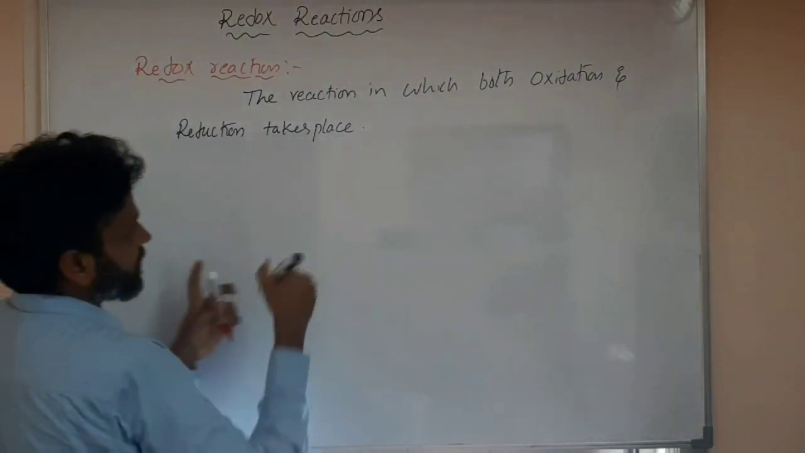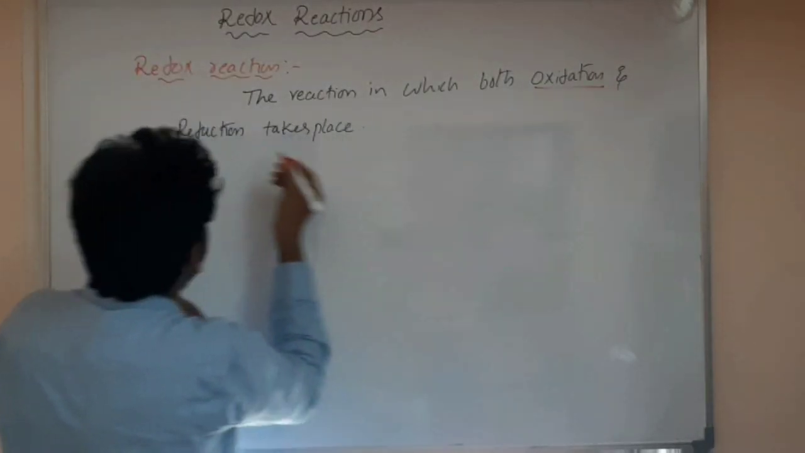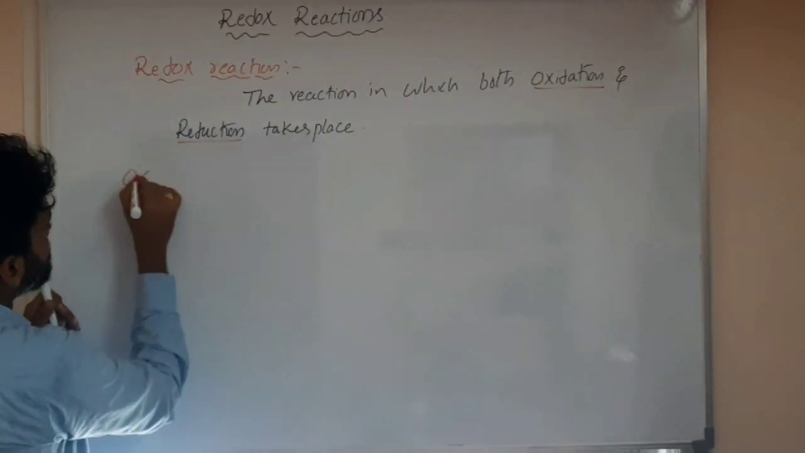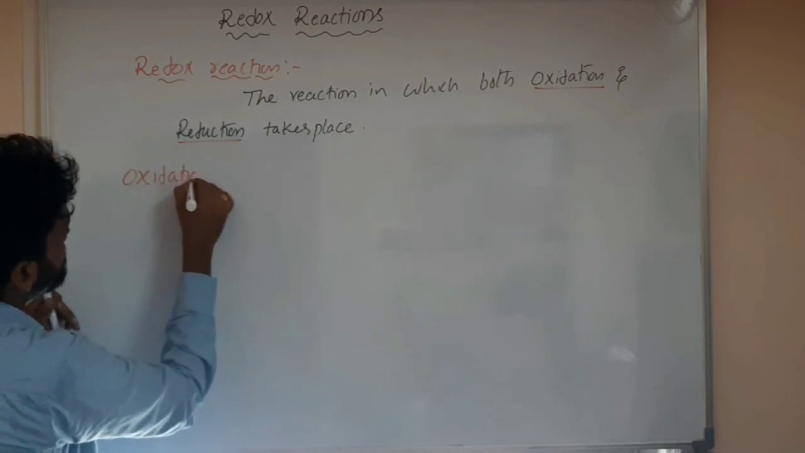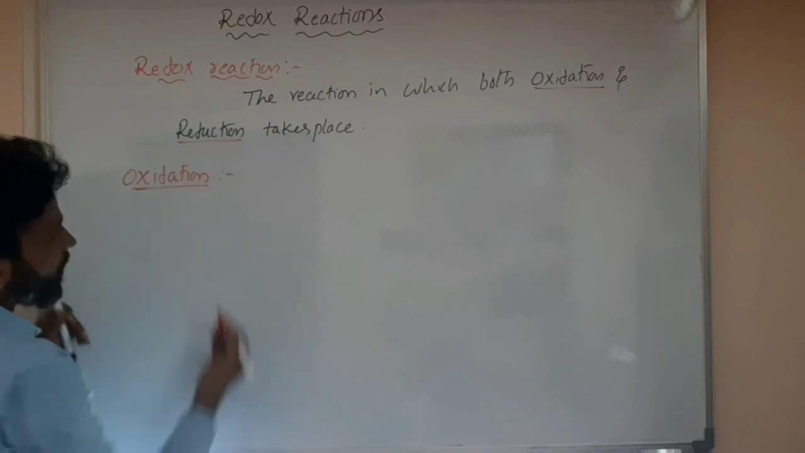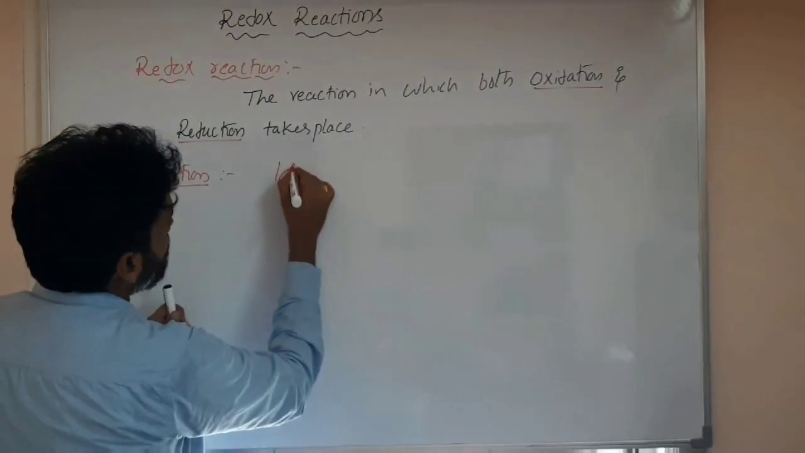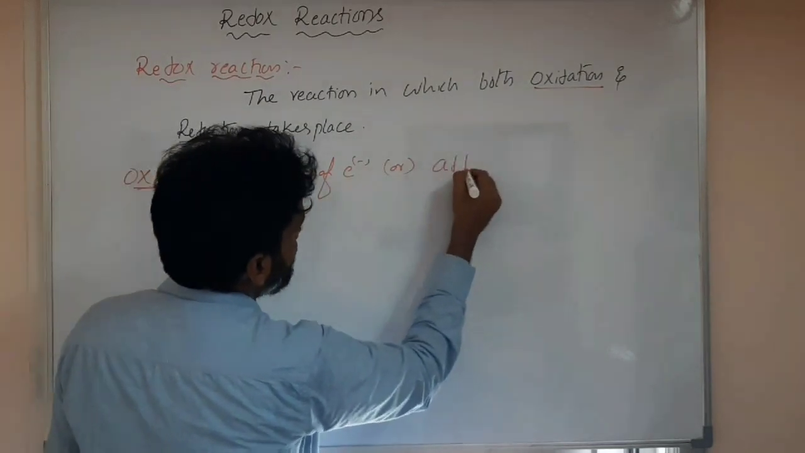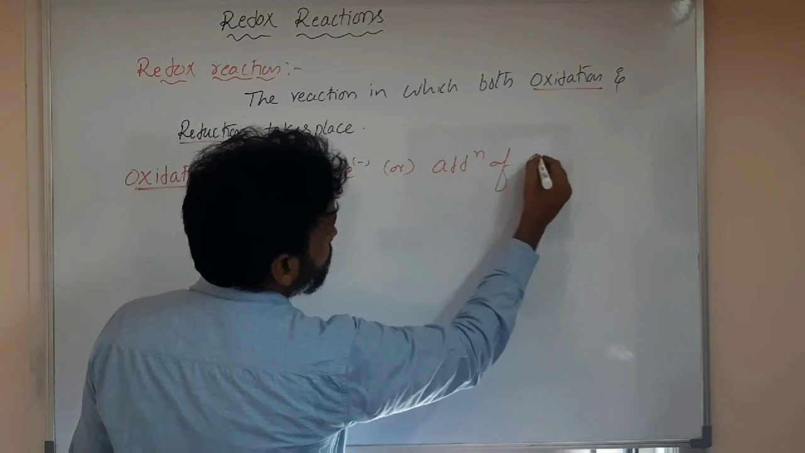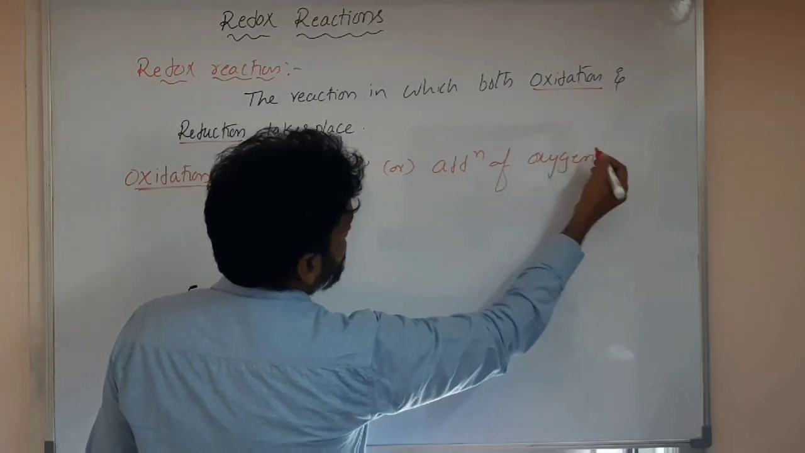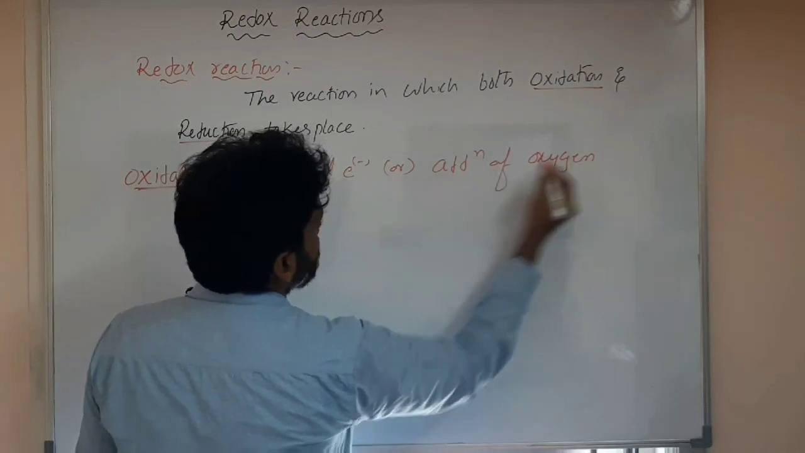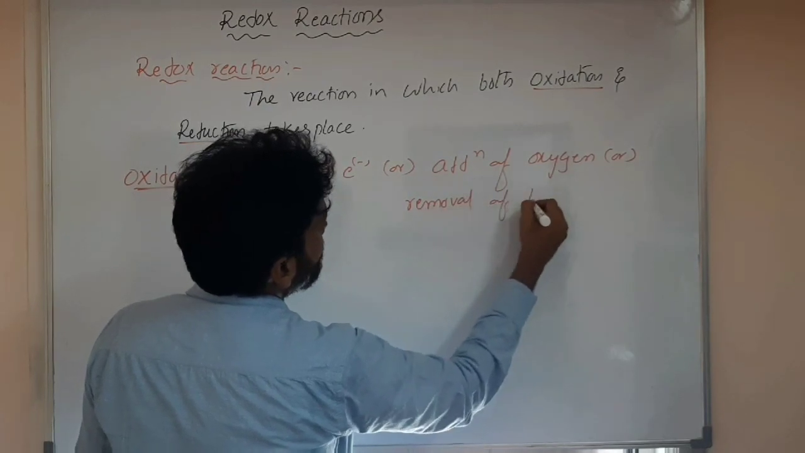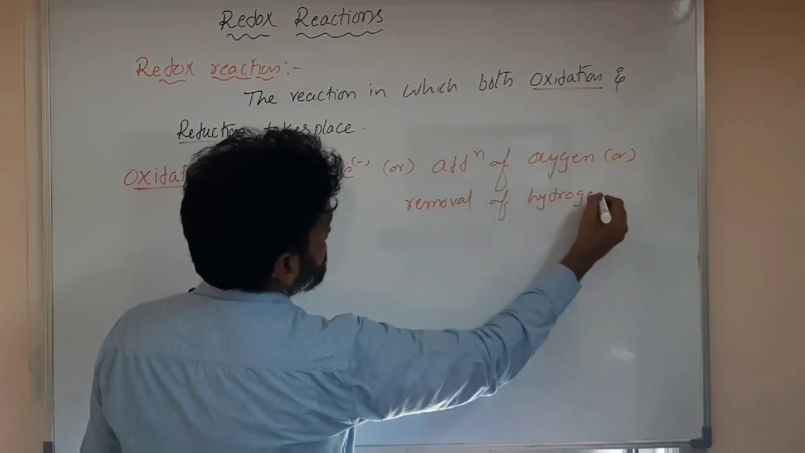And what exactly are oxidation and reduction? Definitely that is one question for us. So I will give you clearly what is oxidation and what is reduction now. Oxidation means loss of electrons, or else addition of oxygen. Addition of what? Oxygen. Or else removal of hydrogen. So this is about oxidation.